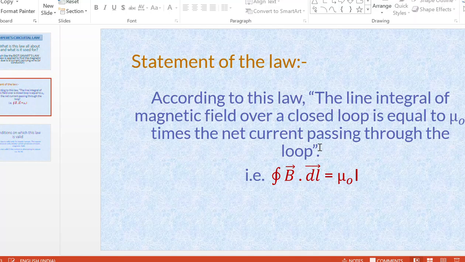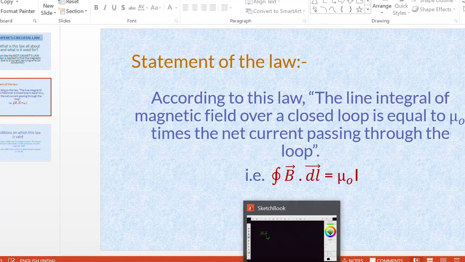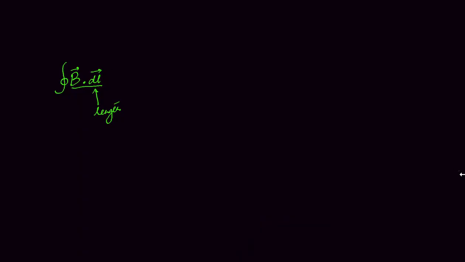Okay, so it says the line integral of the magnetic field over a closed loop is equal to mu naught times the net current passing through the loop. So that is the integral of B dot dl is equal to mu naught into I. What is I here? I is the net current passing through the loop. Okay, let us prove this law.